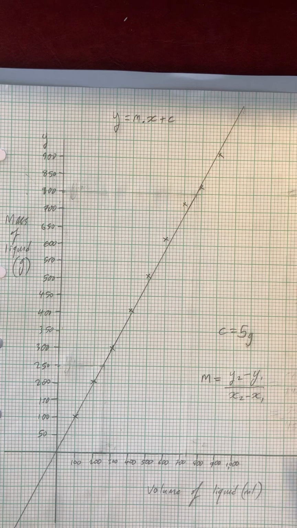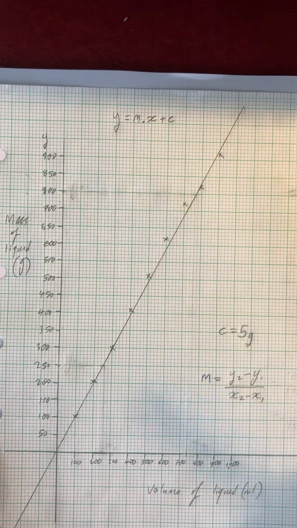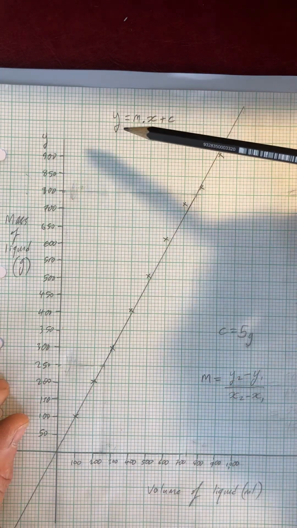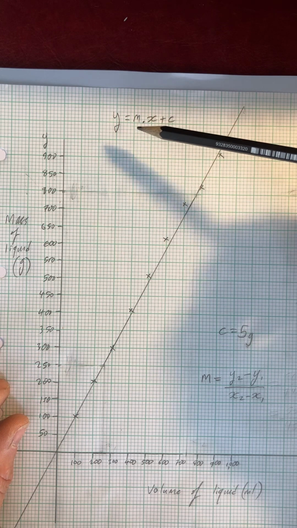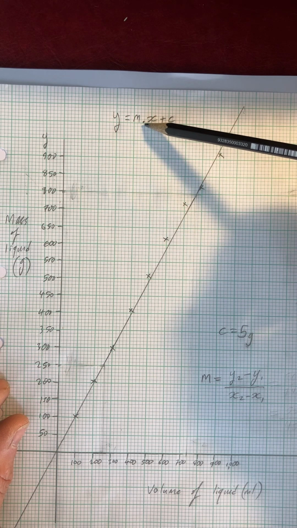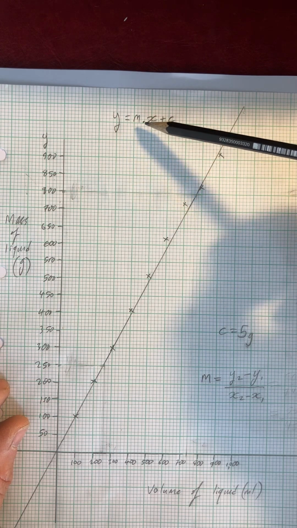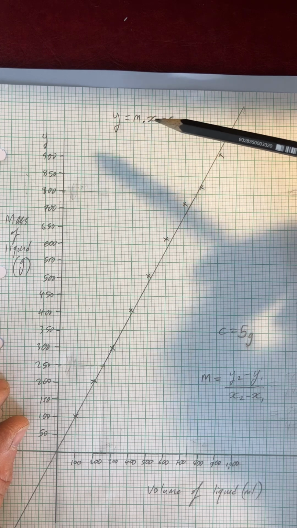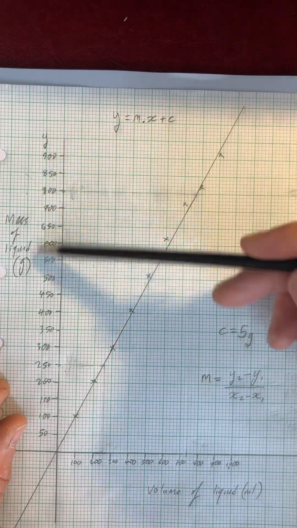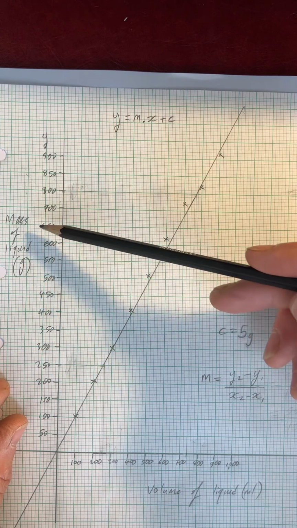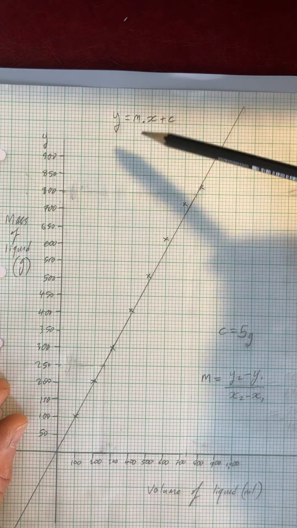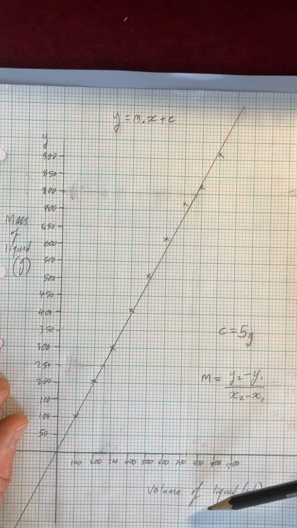Okay. Now, once you've got that done, we've got to look at forming the other parts of our equation. And the equation of the line is denoted by y equals m multiplied by x plus c. This little dot means multiplied by. You see that a lot in science and maths. Y refers to the y-axis variable, in this case mass. X refers to the x-axis variable, in this case the volume.